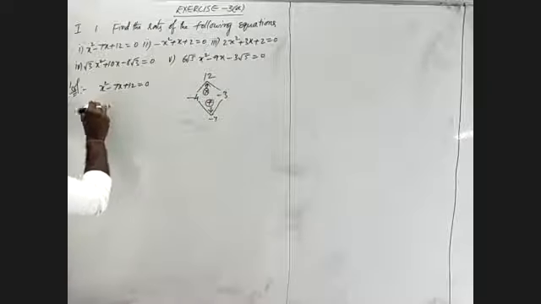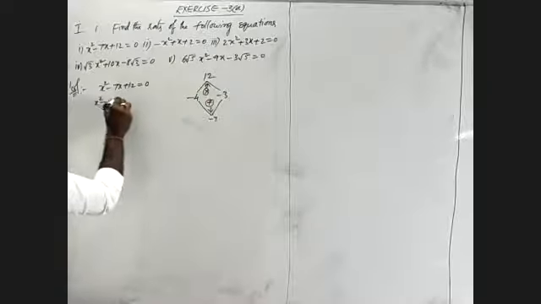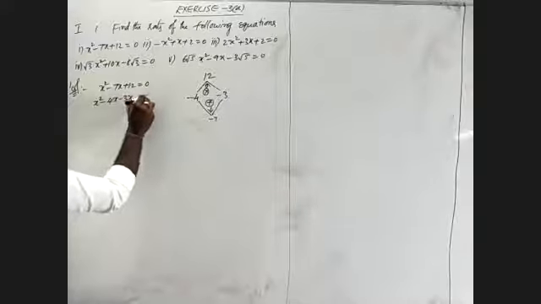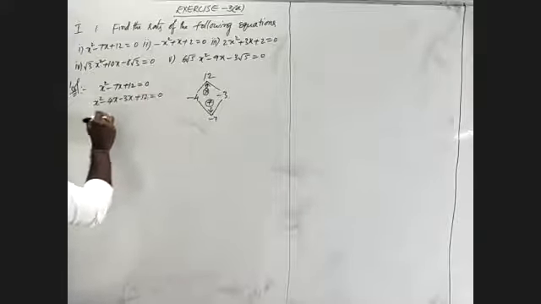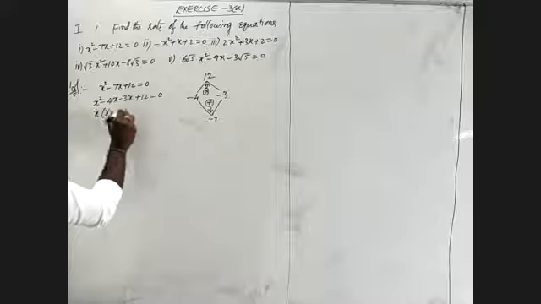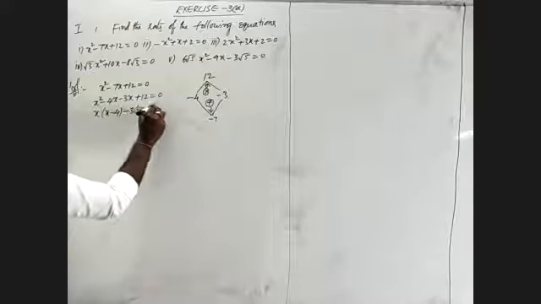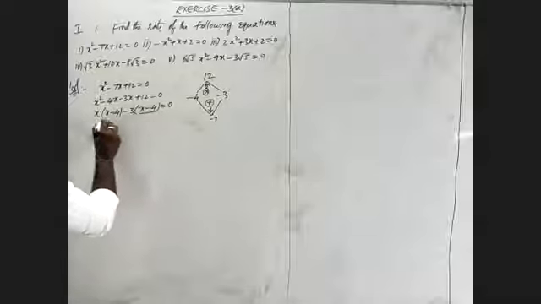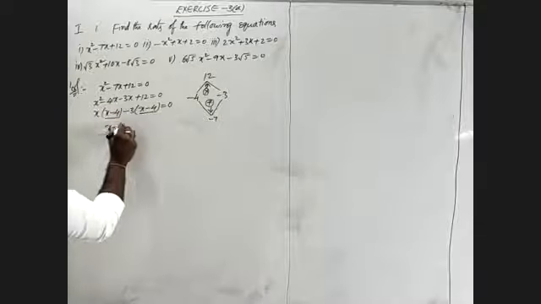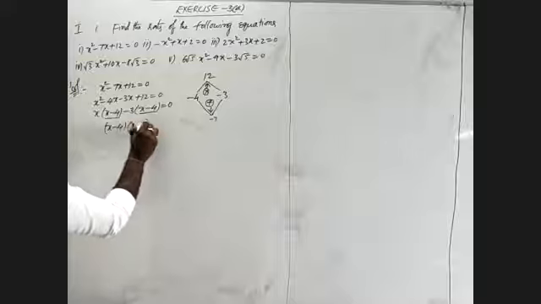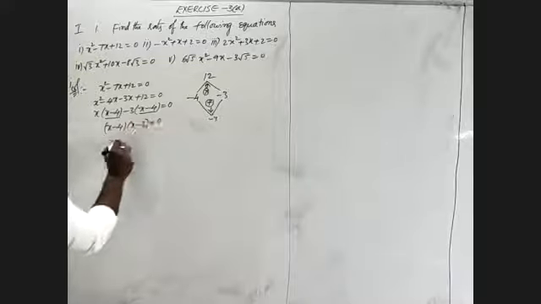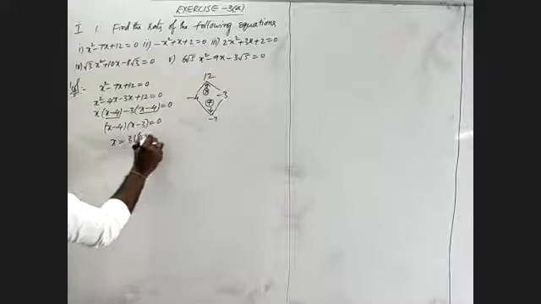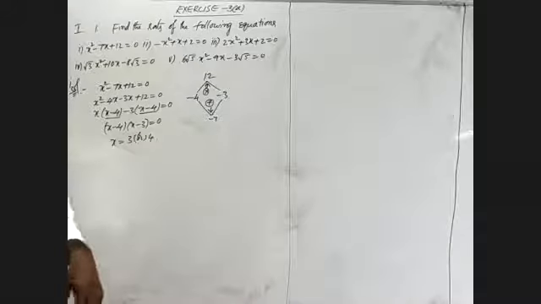It can be written as x square minus 4x minus 3x plus 12 is equal to 0. I take x common, remaining we have to write x minus 4. Again I take minus 3 common, remaining we have to write x minus 4 equal to 0. Here the common term is x minus 4 into x minus 3 is equal to 0. Finally, we'll write x is equal to 3 or 4. This is the first one.